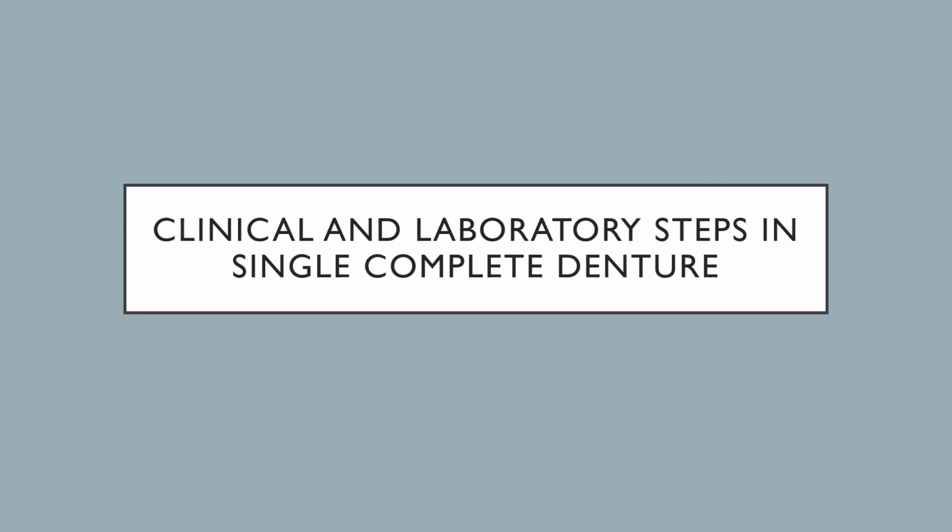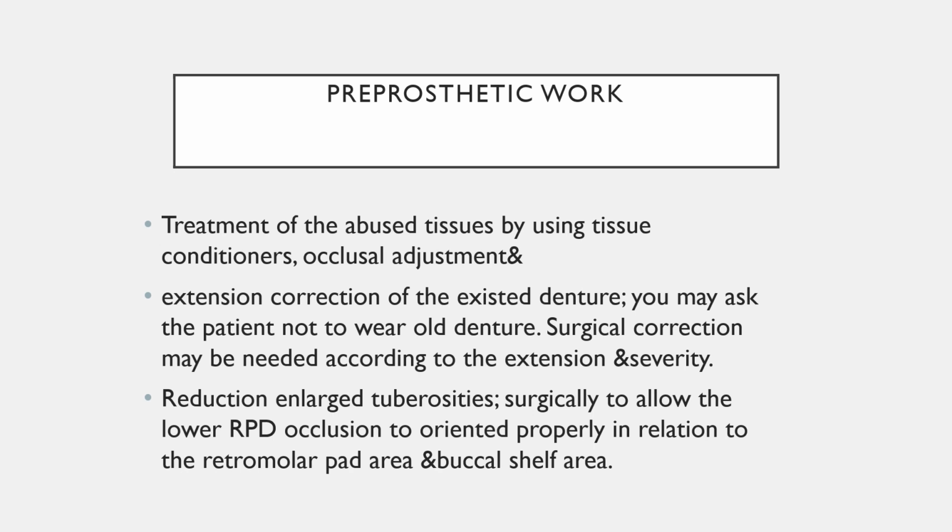Clinical and laboratory steps in single complete denture. Treatment of the abused tissue by using tissue conditioners, occlusal adjustment, and by correcting the extension of the existing denture. And that sometimes needs the patient not to wear the old denture for a few days. Surgical correction may be needed according to the extension and severity of the condition.